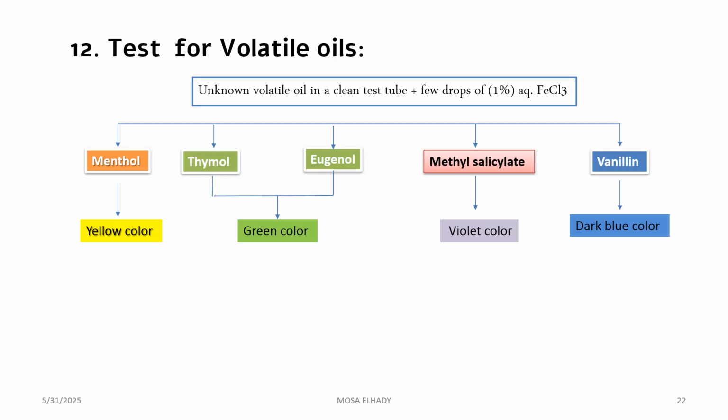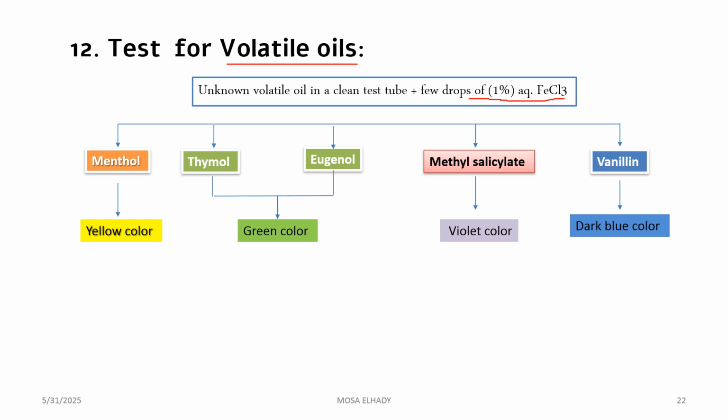Volatile oil is also considered a terpenoidal compound, consisting of monoterpenes and sesquiterpenes. These are low molecular weight terpenoids: carbon 10 monoterpenes and carbon 15 sesquiterpenes. For the test for these terpenoids, monoterpene and sesquiterpene, we use 1% ferric chloride solution as the test reagent.